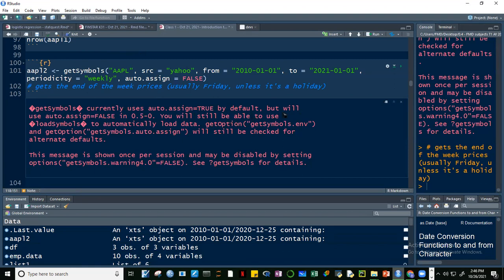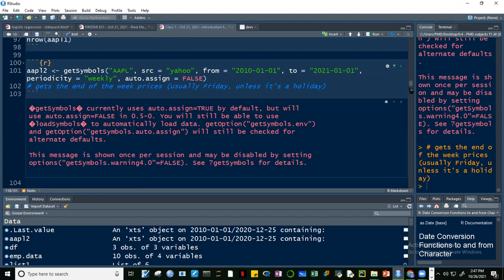So auto.assign is the default, but we'll use it in 0.5 to 0 for quantmod. You will still be able to use loadSymbols to automatically load the data, and getOptions will still be checked for alternate defaults. So the default is that auto.assign is equal to true. It's shown once per session. Okay, so I haven't really encountered any problem with this.